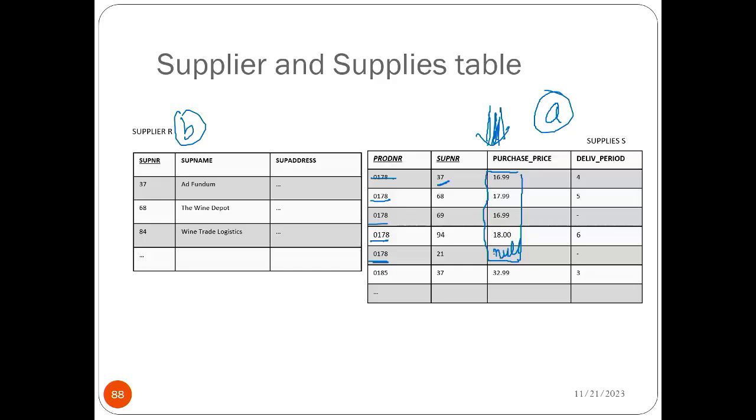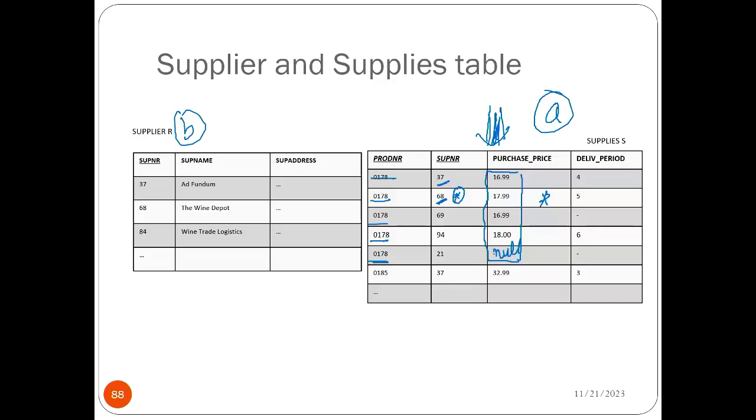Okay, what is the qualifying condition? That the purchase price should be greater than at least 1. How about 68? Now this supplier number 68, if you see, its price is 17.99, which is greater than 16.99 and 16.99, right? So let me put a star next to supplier number 68, because this value is greater than at least 1.